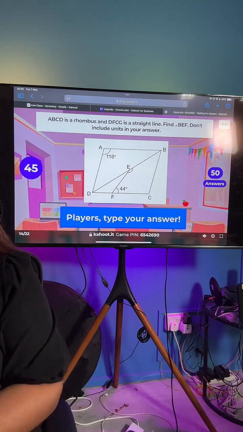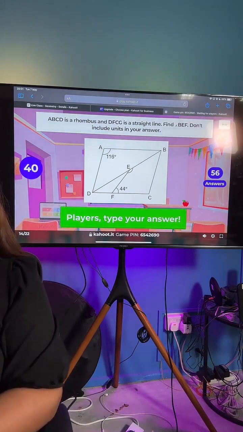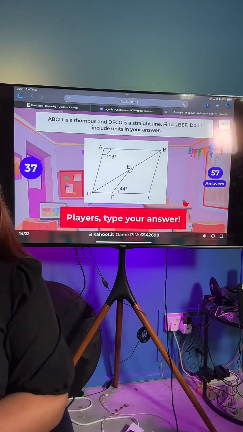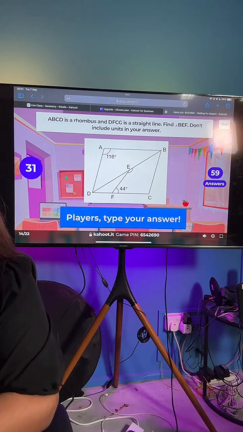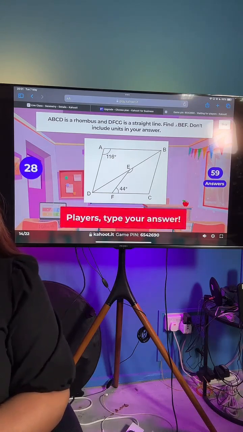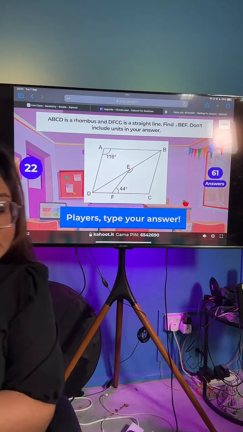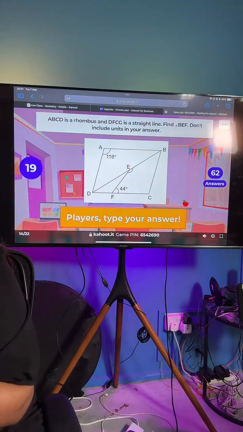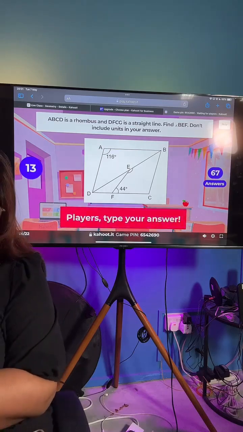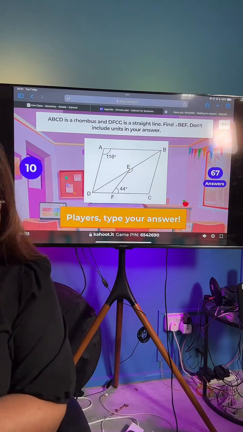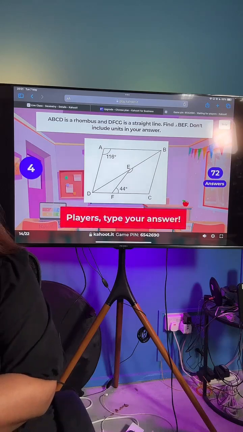Think of the properties of rhombus, okay? Rhombus is like a tilted square. So for tilted square, all sides are equal. That will be the clue, okay? So what happens when all sides are equal? Final 20 seconds-ish. Okay. We want to find BEF. BEF is an obtuse angle, yeah? Five more seconds.